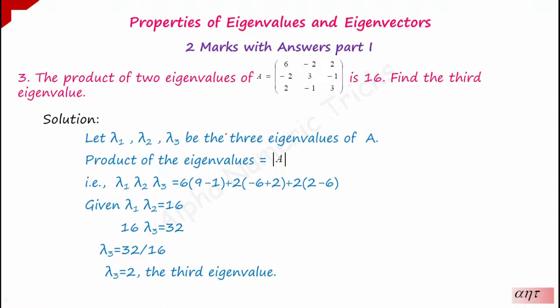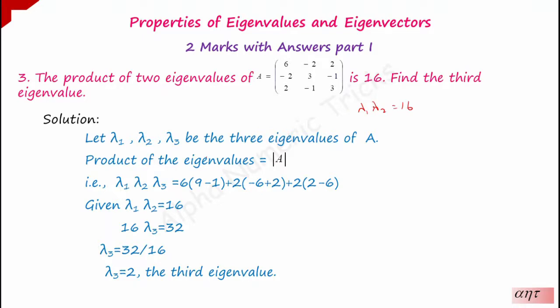Which property is suitable here? We have to use the product of eigenvalues is equal to determinant A. In this problem, it is given that lambda 1 lambda 2 is equal to 16. So this property is suitable for this matrix. We take lambda 1, lambda 2, lambda 3 to be the three eigenvalues of the given matrix A, and the product of eigenvalues is equal to determinant A. The product of eigenvalues is lambda 1 lambda 2 lambda 3.